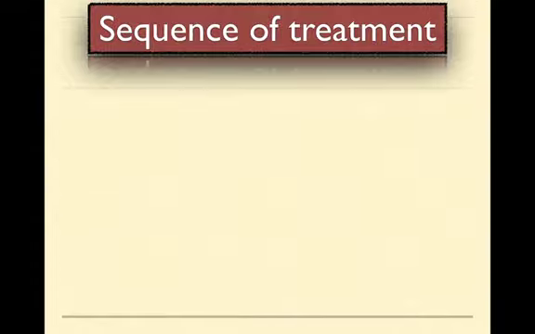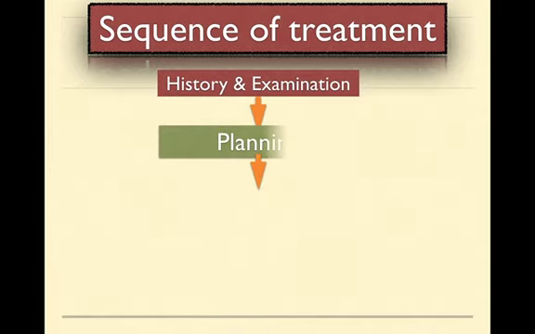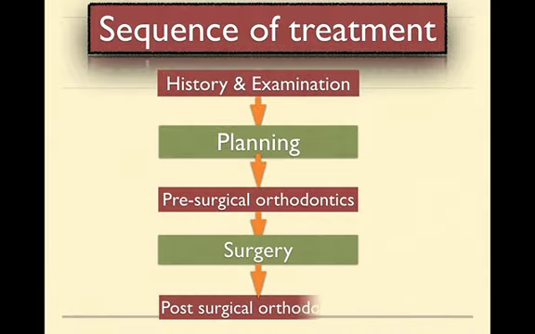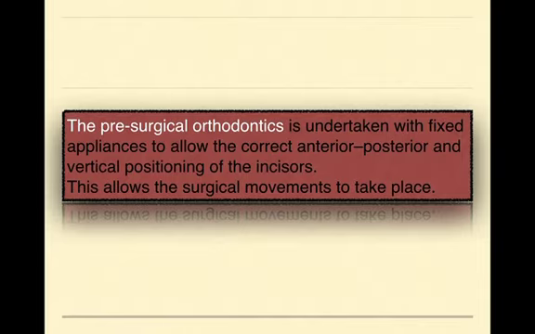So what is the sequence of the treatment? We start with the history and examination, we do planning, we do pre-surgical orthodontics, then we send the patient for surgery, and then post-surgical orthodontics, and the patient is done. So now we have so far talked about history and examination, we talked about planning, and now pre-surgical orthodontics.